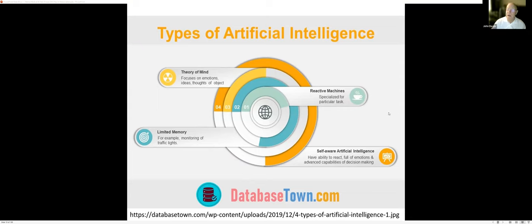And then self-aware artificial intelligence has the ability to react full of emotions and advanced capabilities of decision-making. One question is whether we could actually get to self-aware as an emergent property of artificial intelligence systems. Some philosophers think that it's just not something that we can test for, and more about that in a little while.